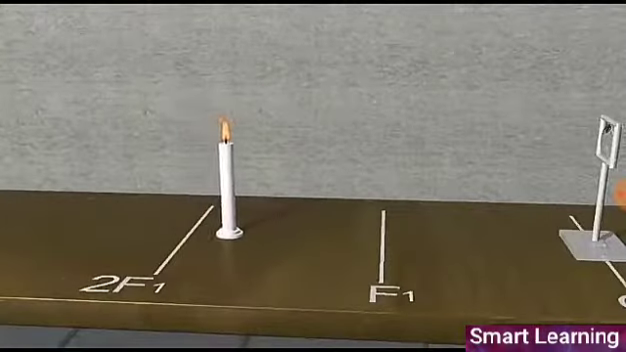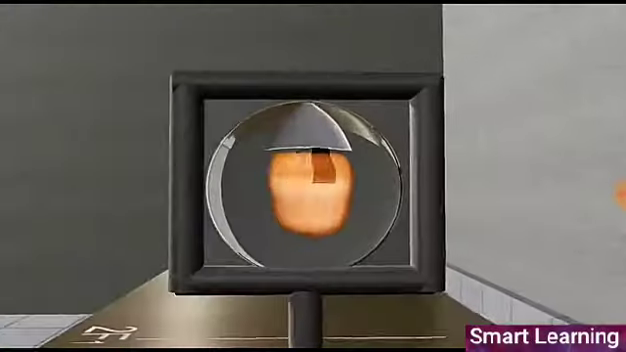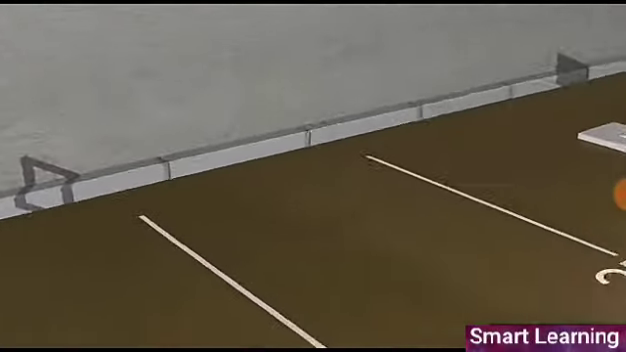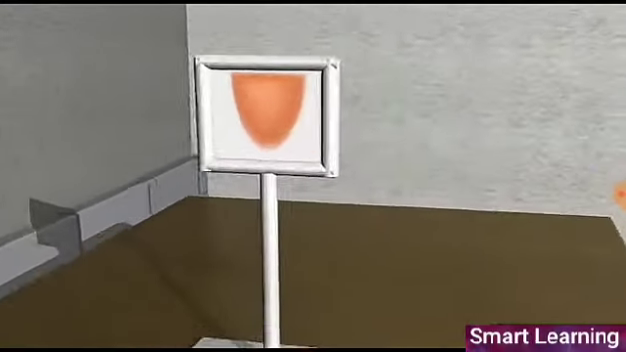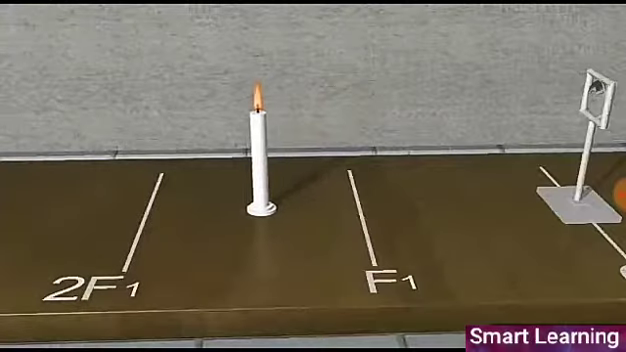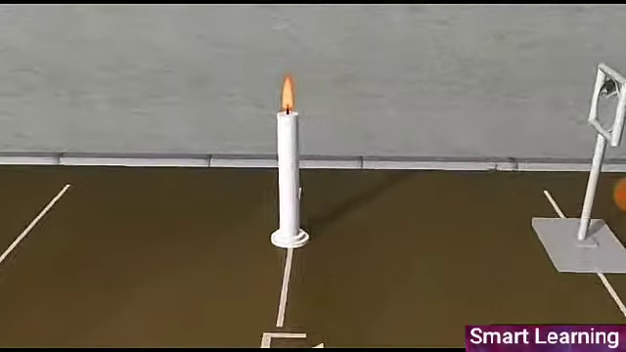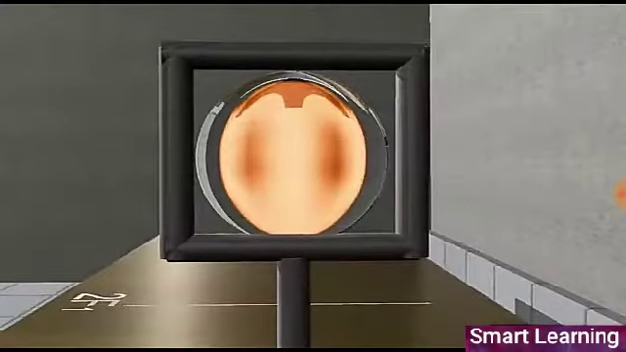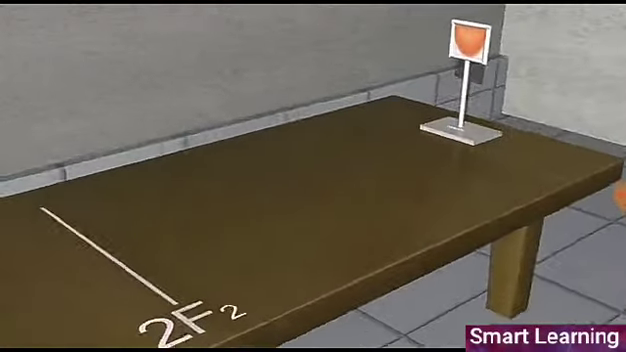Now, place the candle between f1 and 2f1. And the image is formed beyond 2f2 and is enlarged, real and inverted. Now, place the candle at focus f1. The image is formed at infinity, highly magnified, real and inverted.